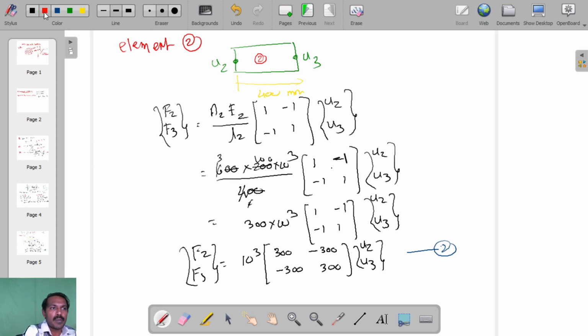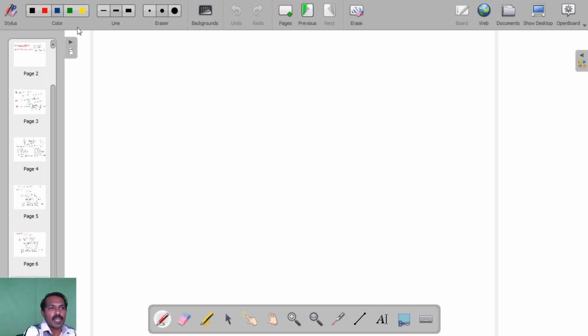Next you put the nodal values 2 and 3, so 2 3, 2 3. This is equation 2. Next we are assembling element 1 and element 2. The next part is the assembly section. There are two elements, element 1 and element 2.